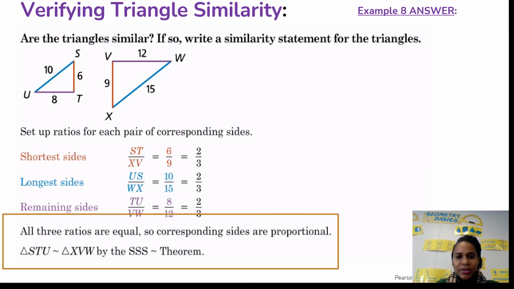All right, so these two triangles are in fact similar. Each ratio or scale factor reduces to 2/3, and so they are similar using side-side-side. And this is our similarity statement down here. You could have it set up differently. You could have triangle UTS is similar to WVX as long as those corresponding sides are in the same position.